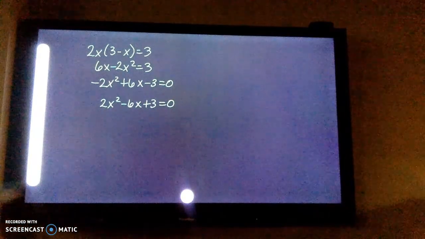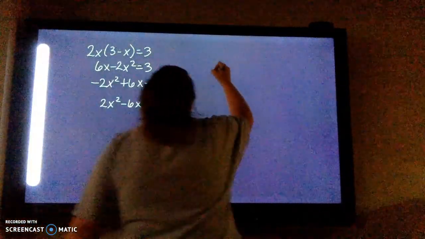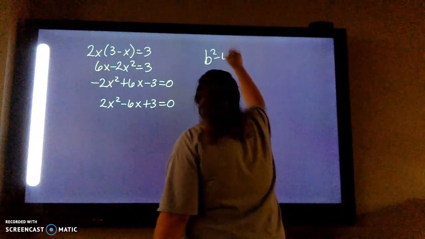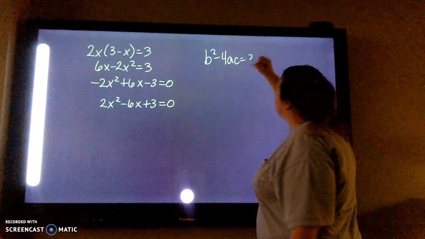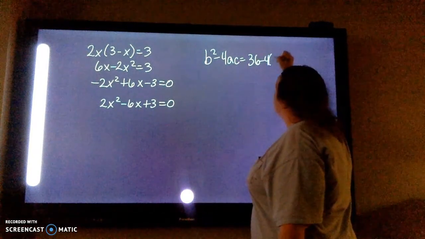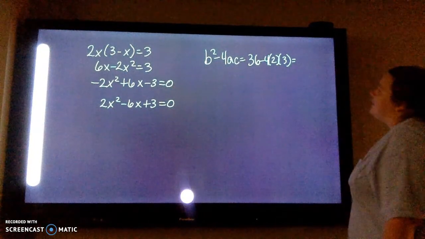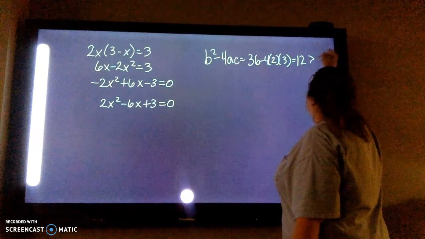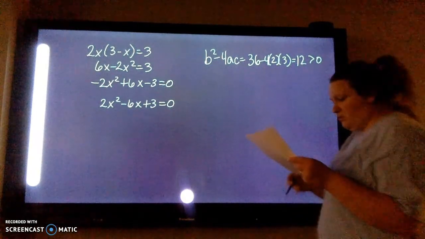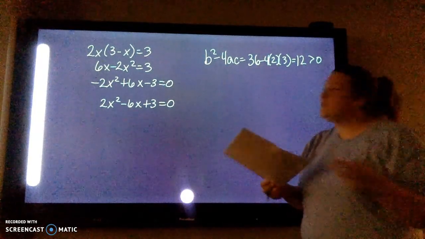Now I have my a, my b, and my c. We're going to go ahead and do our discriminant value just because I want to see what it comes out to be. You don't have to do this unless I ask for it, but it's kind of fun. So this becomes 36 minus 4 times 2 times 3. 36 minus 24 is 12. 12 is greater than 0. So I expect two real solutions, so two different numbers.